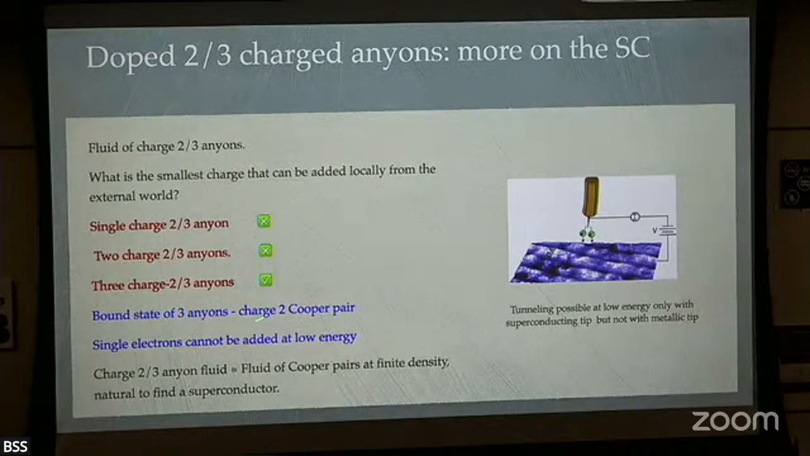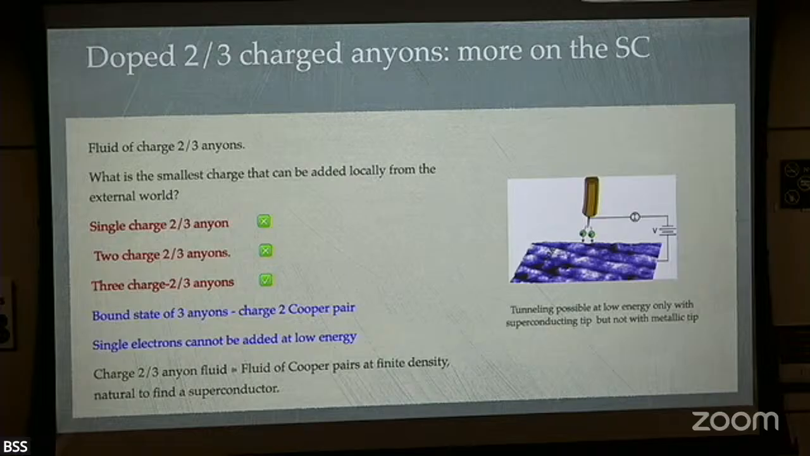But if I think about 3 charge 2/3 anyons, that has charge 2, and you can convince yourself by looking at how things braid that it braids trivially with everything else. So 3 charge 2/3 anyons is just a Cooper pair. So in this fluid, you can't add single electrons at low energy. If you come in with an ordinary STM and try to tunnel electrons, you won't be able to tunnel electrons at low energy. You have to go above the 1/3 anyon gap. So you need to have a finite bias voltage before you can get any tunneling.